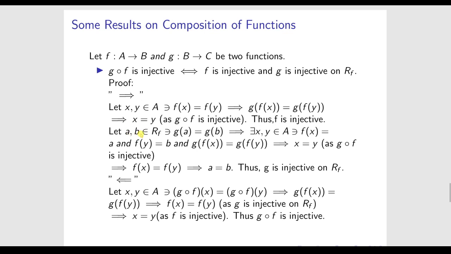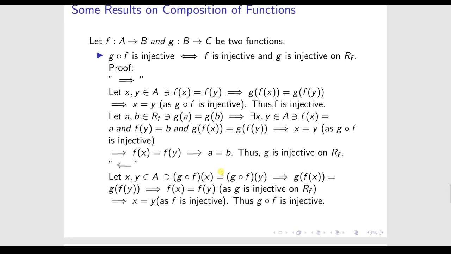Now let a and b be elements of the range of f such that g(a) is equal to g(b), which implies there exist x and y in A such that f(x) equal to a and f(y) equal to b, and thus g(f(x)) is equal to g(f(y)), which implies x equal to y again because g∘f is injective. Hence f(x) equal to f(y), which implies a is equal to b. Thus g is injective on the range of f. Hence we have proven that f is injective and g is injective on the range of f.